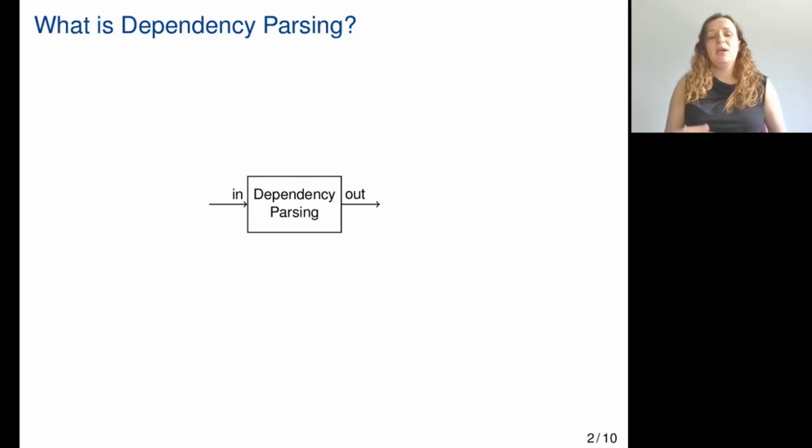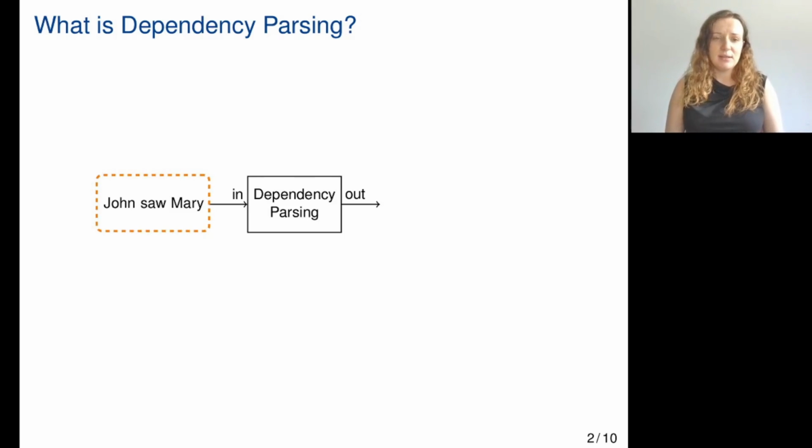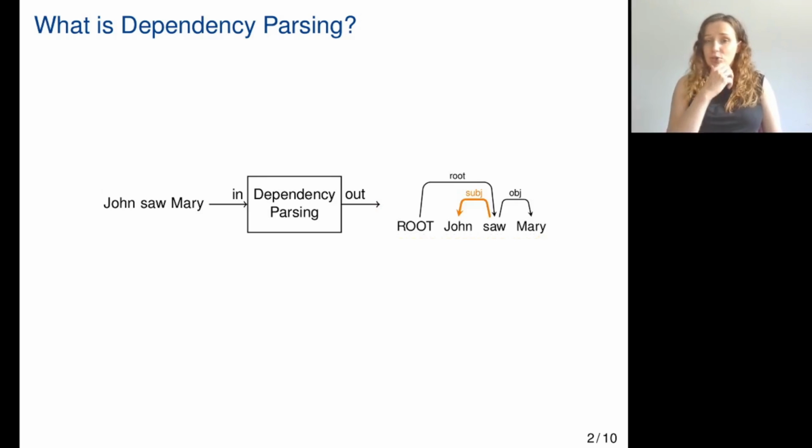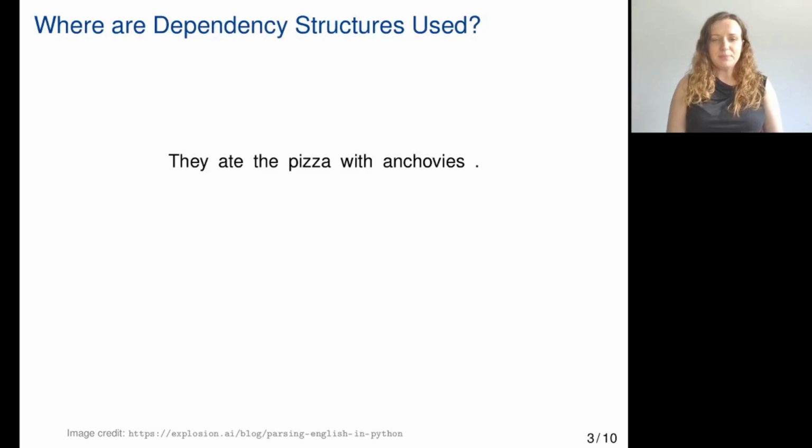Dependency parsing is one of those natural language processing tasks which, for a given sentence, let's say John saw Mary, predicts something which is called a dependency tree. And this tree is built from words such as John, saw, Mary, and relations between them. So for example, John is a subject of saw, the word Mary is an object of saw, and the word saw is the root of this sentence.